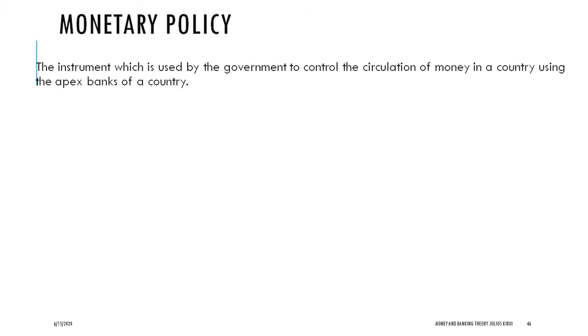So monetary policy. What is monetary policy? The instrument which is used by the government to control the circulation of money in a country using the apex bank of a country. When you talk about apex bank, we are talking about the central bank. Other countries call them reserve banks. Like now in Kenya, we call it central bank. In USA, it's called reserve bank. In India, it's called reserve bank. The policy helps in improving economic growth.